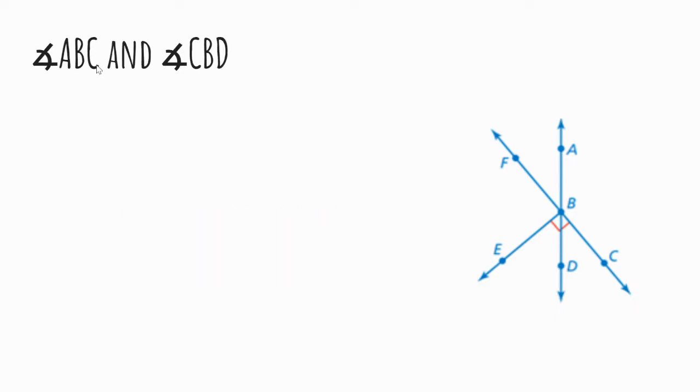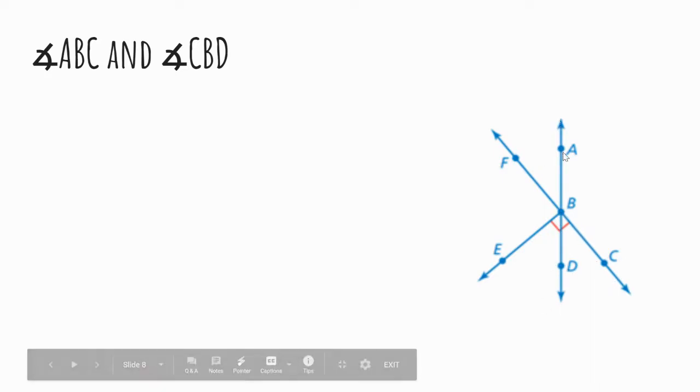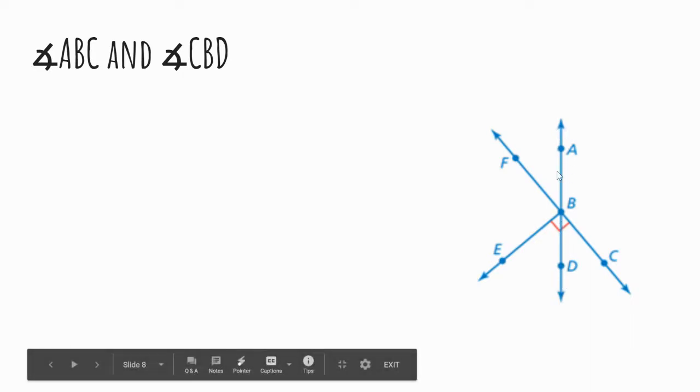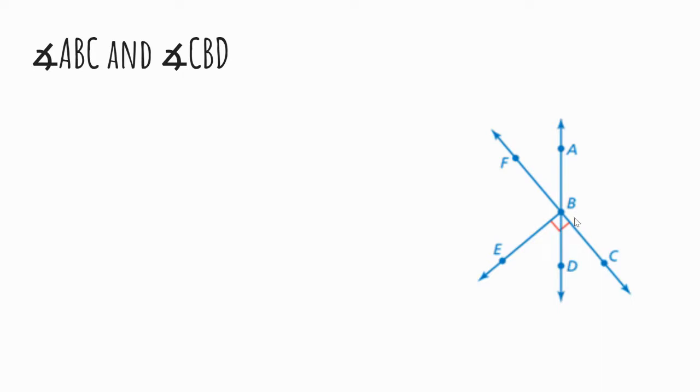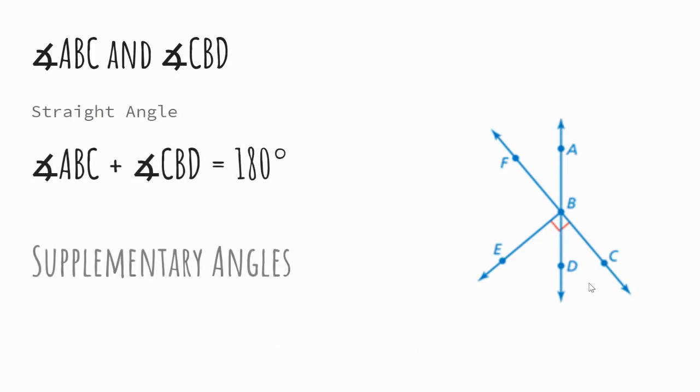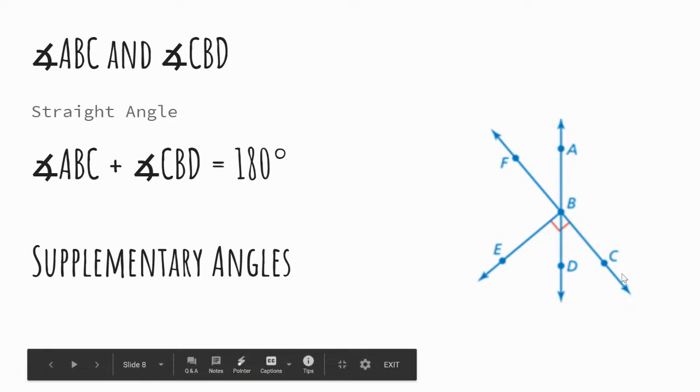Now we're going to look at ABC and CBD. If you notice, this is a straight line. A straight line or a straight angle is 180 degrees. And we have two angles that add up to 180 degrees. So ABC and CBD add up to 180 degrees. Therefore, these two angles, ABC and CBD, are supplementary angles.